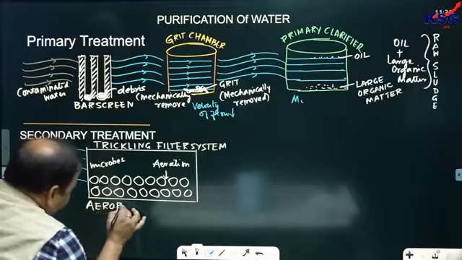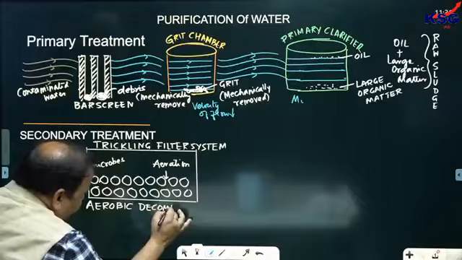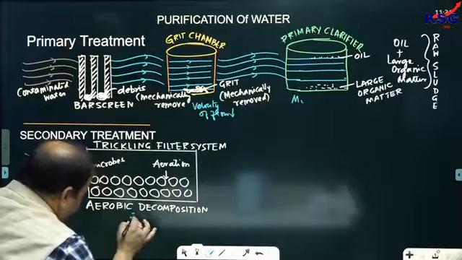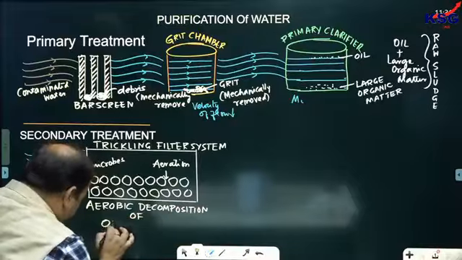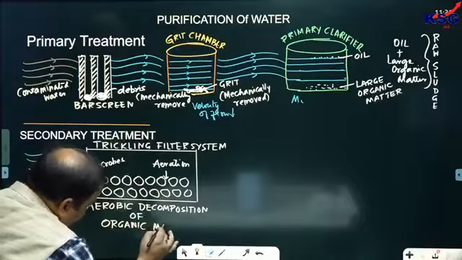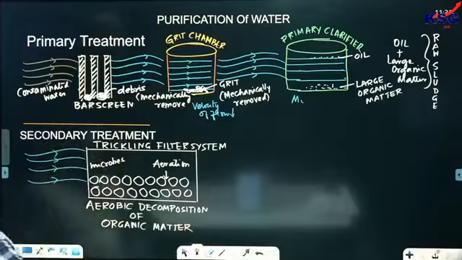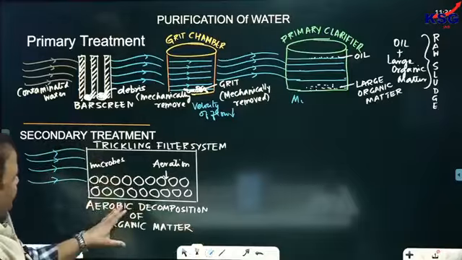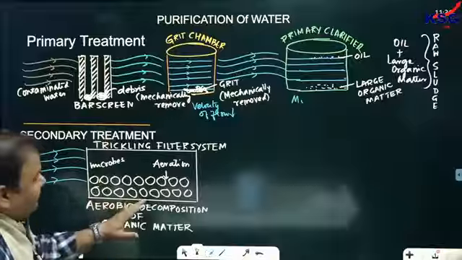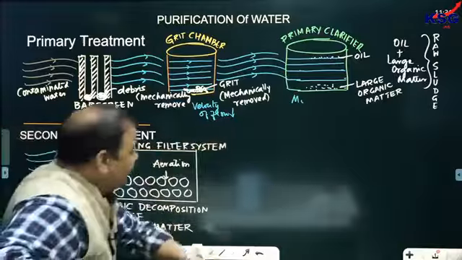So here we are saying aerobic decomposition of organic matter would take place. Clear? So when aerobic decomposition of organic matter takes place, whatever is left inside is nothing but the small organic matter. Already we have separated the large organic matter here.